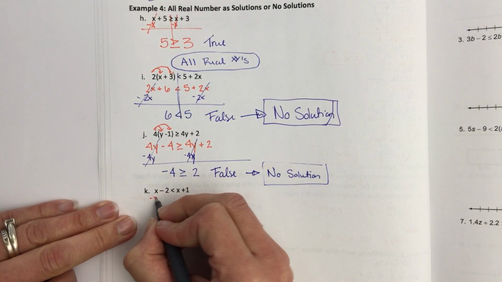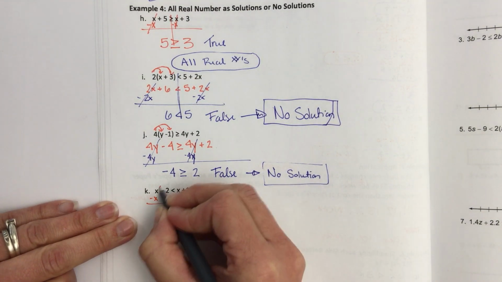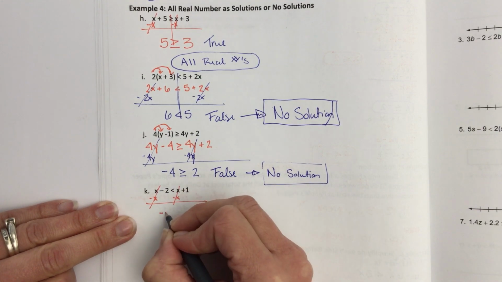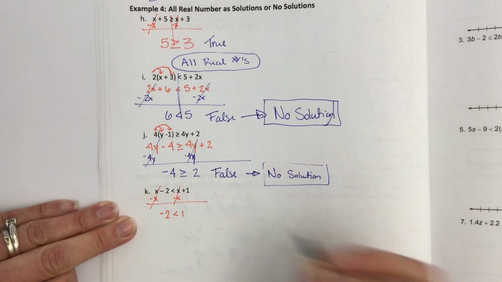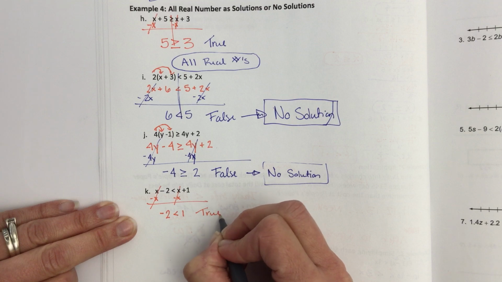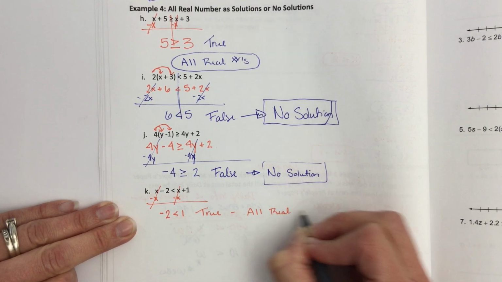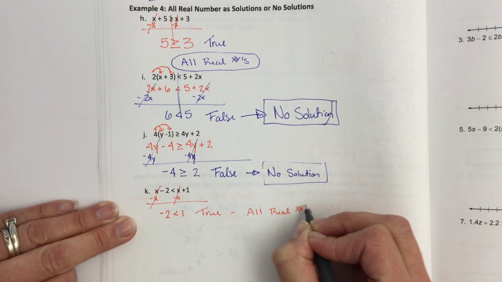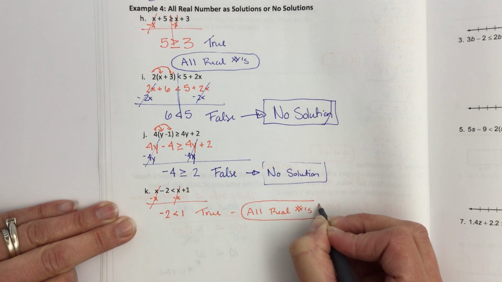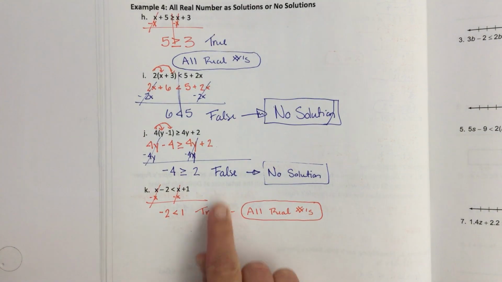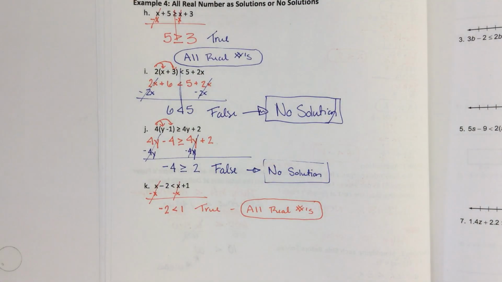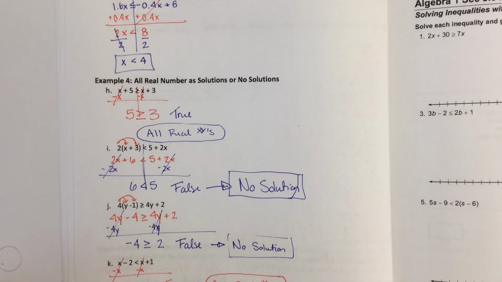Last one here, subtract x from both sides. You end up with negative 2 is less than 1. Well, that is definitely true. And so then your answer is all real numbers. Notice my answer is not true or false. That just helped determine if it was all real numbers or no solution. Awesome. Very similar to doing the equations.